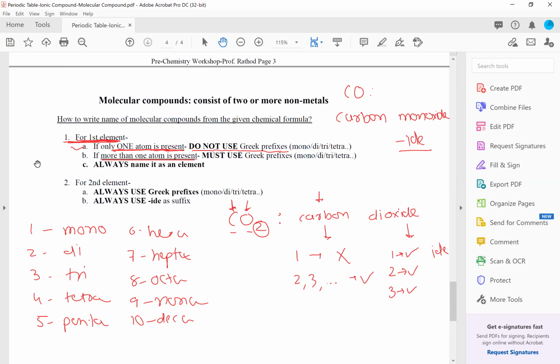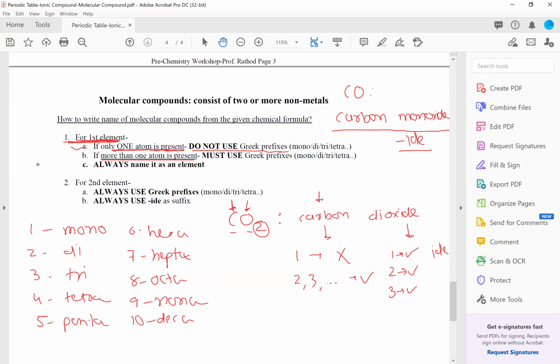Do you get it? What if it's just CO? That's what I was asking. I just showed you the name: carbon monoxide is the name of CO. Okay, got it. For carbon, because it's just one of it, we are not using a prefix. We are just going to name it as an element. Oxygen is the second element. Even though it is one of it, we have to use the prefix and you have to use IDE as the suffix. So monoxide is going to be the name of the second element.